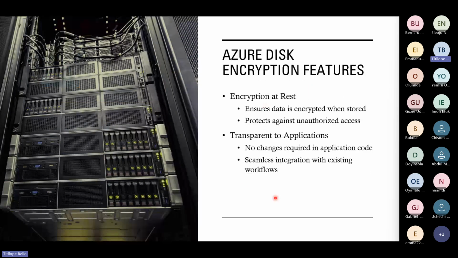And the features include the ability to protect data at rest and protect data and applications in transit, right? So then there is this transparency, like I said. Let's say you've created your virtual machine before. Now you want to configure encryption. You can actually do that, and it's not going to affect or disturb anything. You don't have to make any change at all to the application or to your code, and it seamlessly integrates with your existing workflow within your environment.